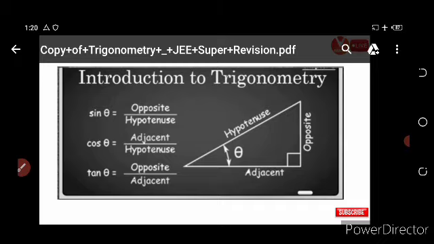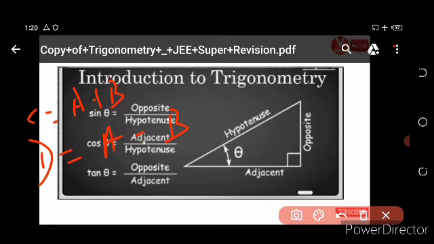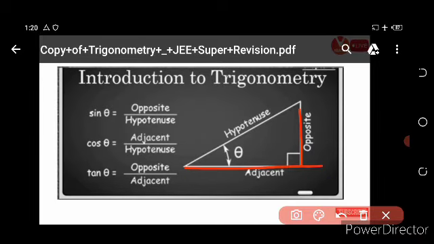We are going to discuss the introduction of trigonometry, then come to all the definitions. Okay, first of all, we know this is the perpendicular, this is the base, and this is the hypotenuse. So hypotenuse is equal to the square root of p square plus b square. So hypotenuse is equal to the square root of perpendicular square plus base square. Okay. So we know all the basic things, that is Pythagoras theorem.